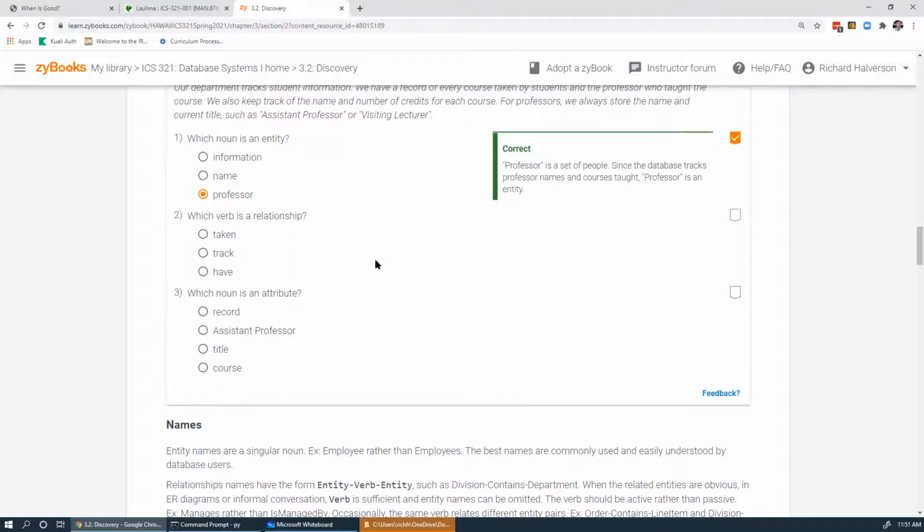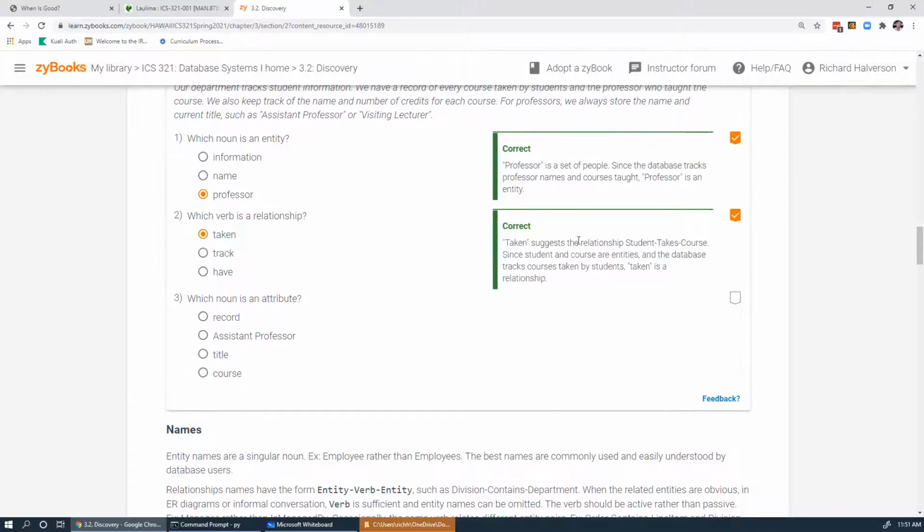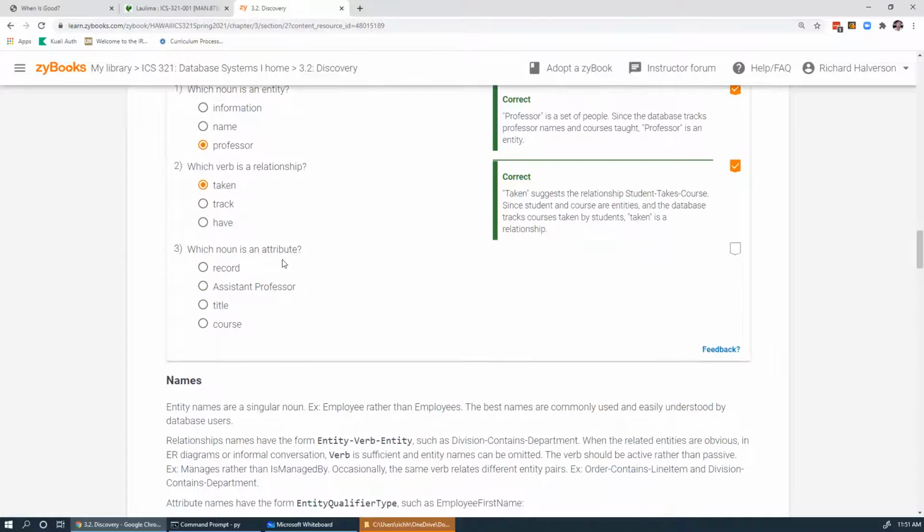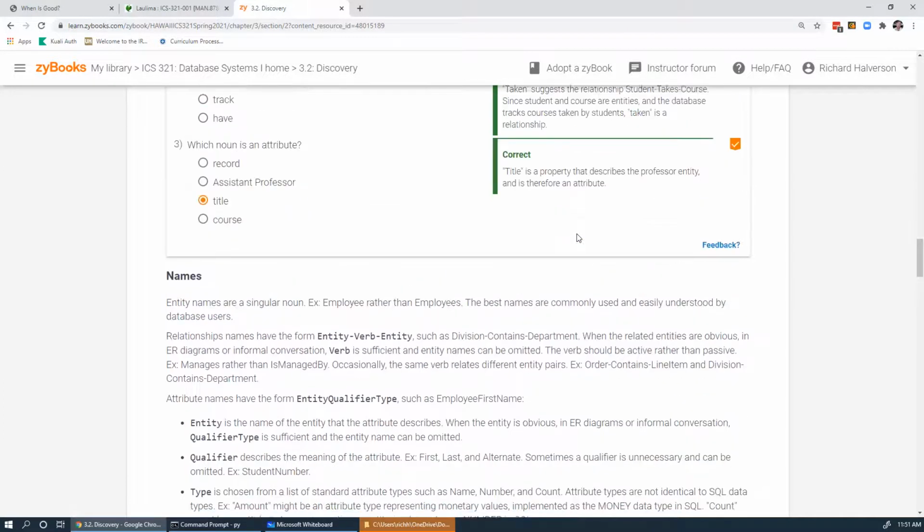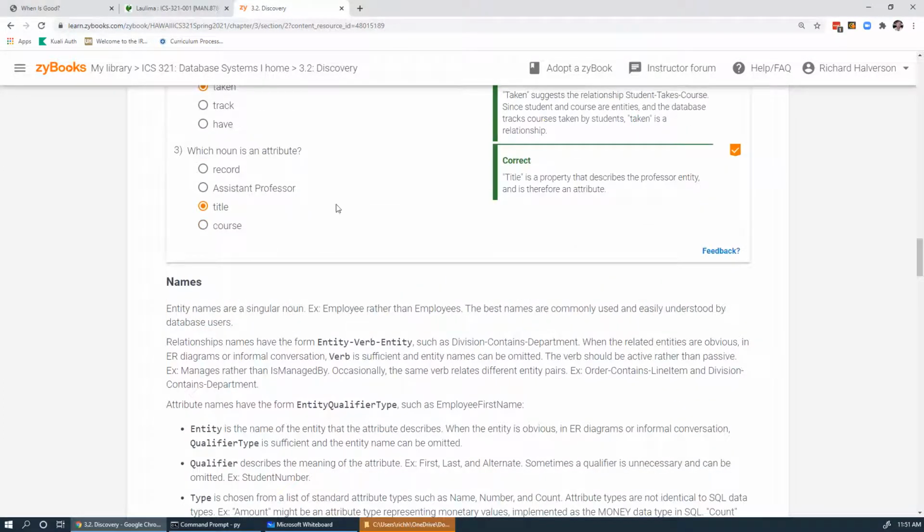Which verb is a relationship? Have? I don't know. No. We have a record. Taken? Taken suggests, the student takes course, all right, sure. Which noun is an attribute? I would say, title? Yes. All right. Title of the person. Got it. Okay.